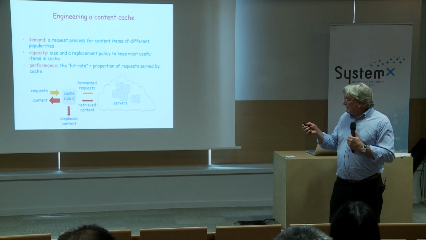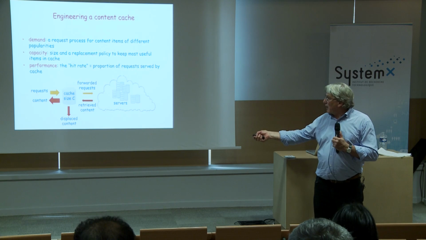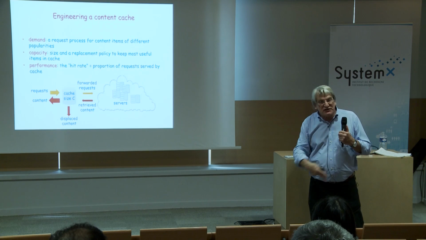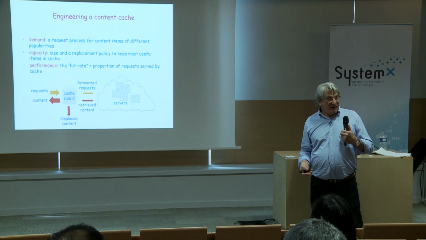The demand is a process of requests which is going to come from a population of users. This cache will be located at some point within the network, one of those blue or yellow dots, which will receive demands from a population of users. And the population of users will generate demands, and you'd like to describe the way they do that.